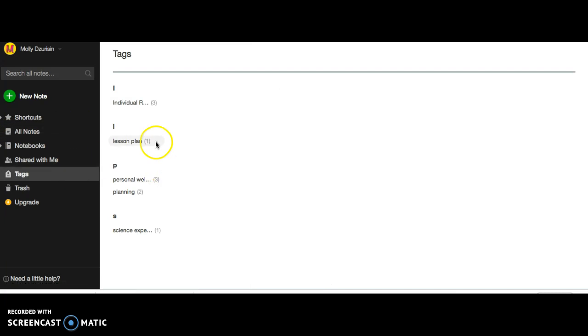Lastly, I've tagged each of the things, and so my topics are individual research, lesson plans, my personal well-being, planning, and then 1 science experiment.